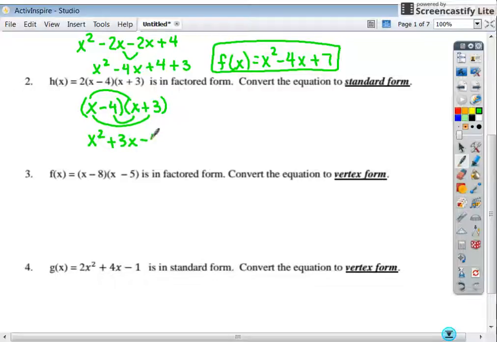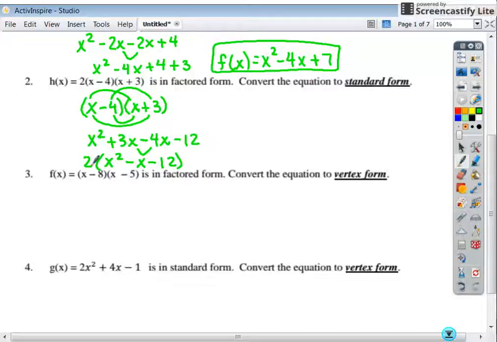Negative 4 times x is negative 4x. And negative 4 times 3 is negative 12. Combine the like terms, and you get x squared minus 1x minus 12. Now again, I'm not done because I need to multiply that by 2.